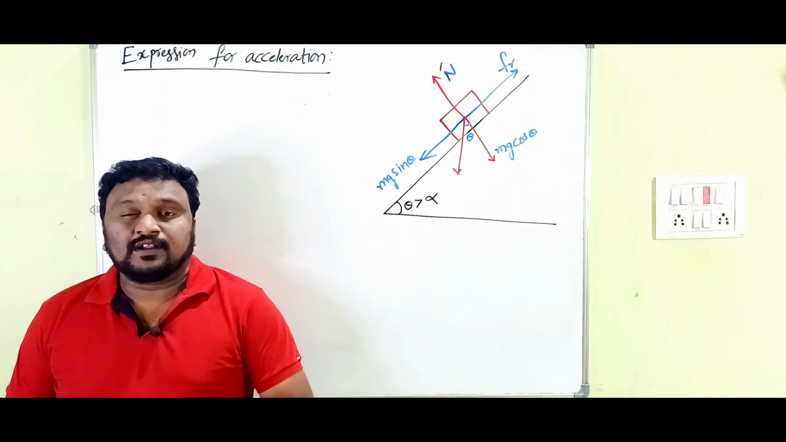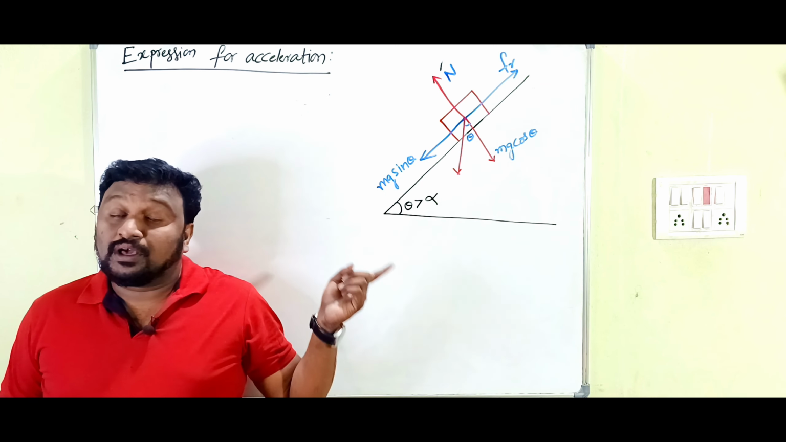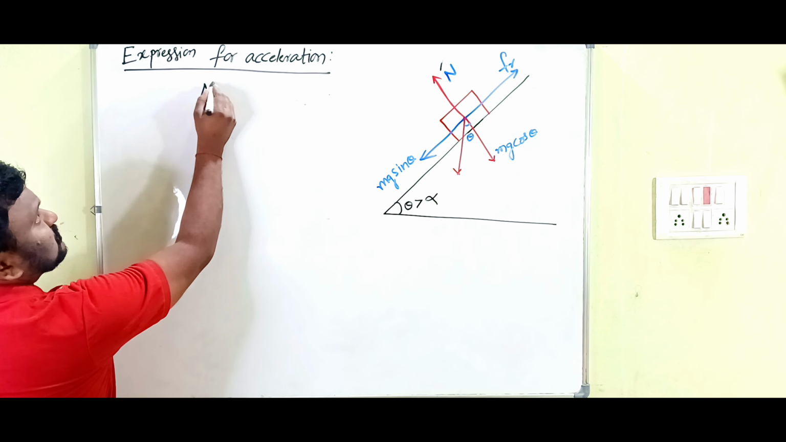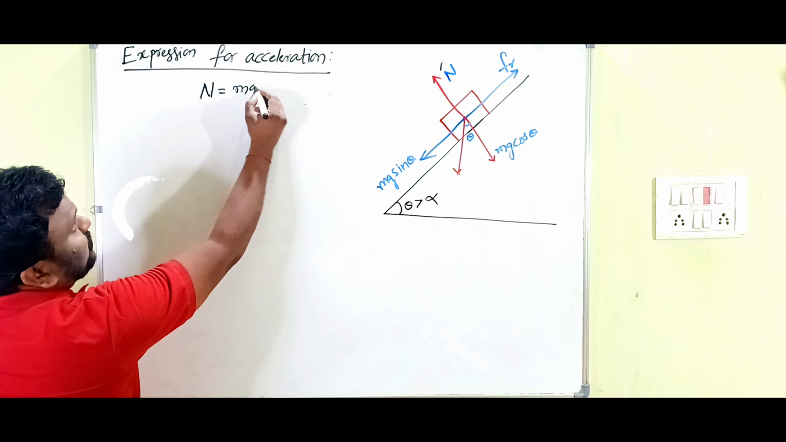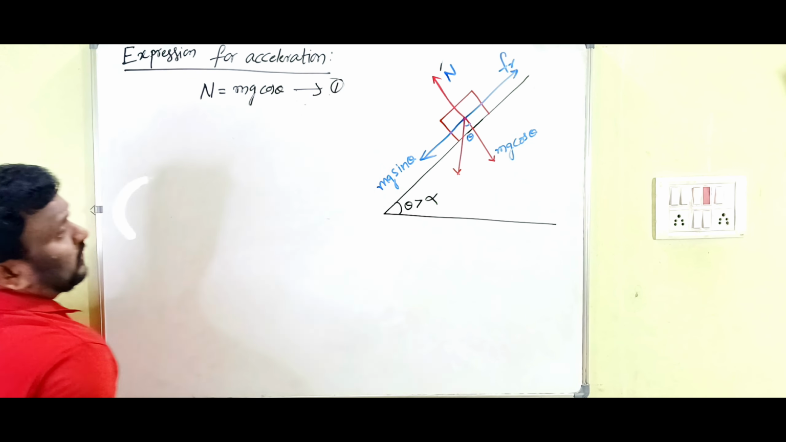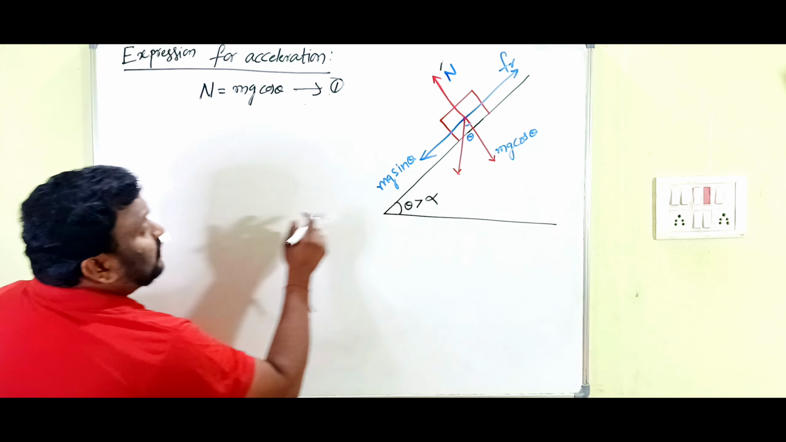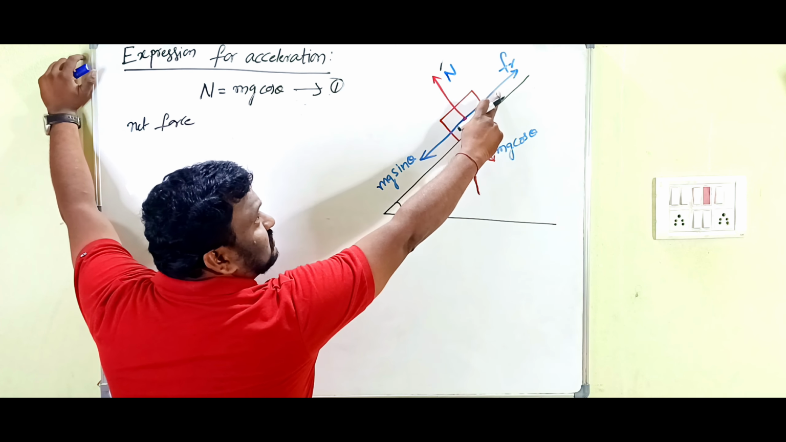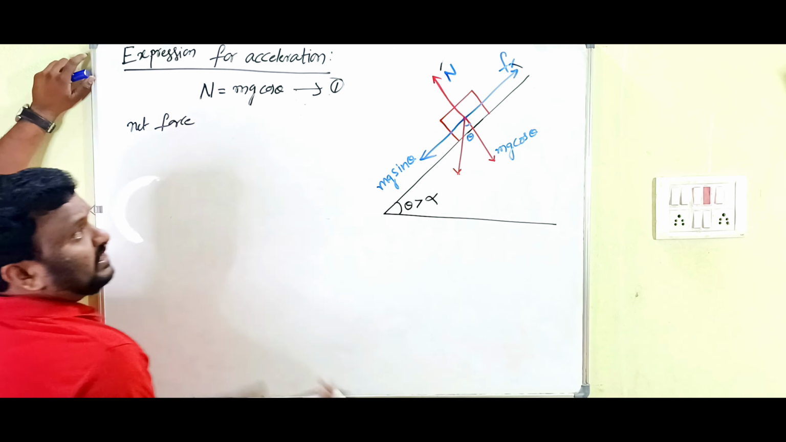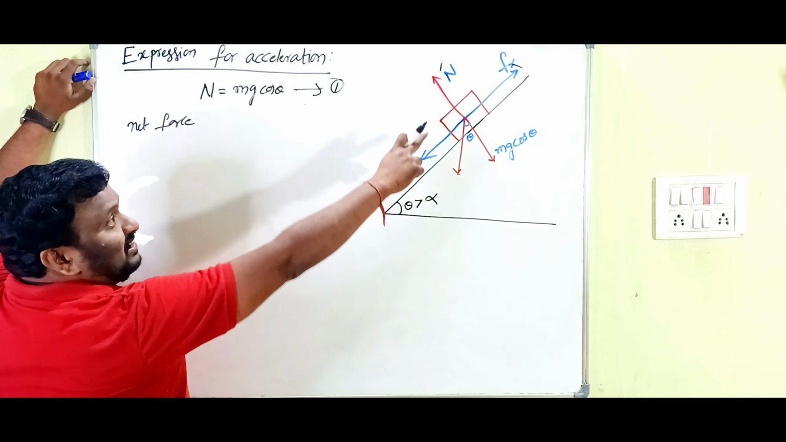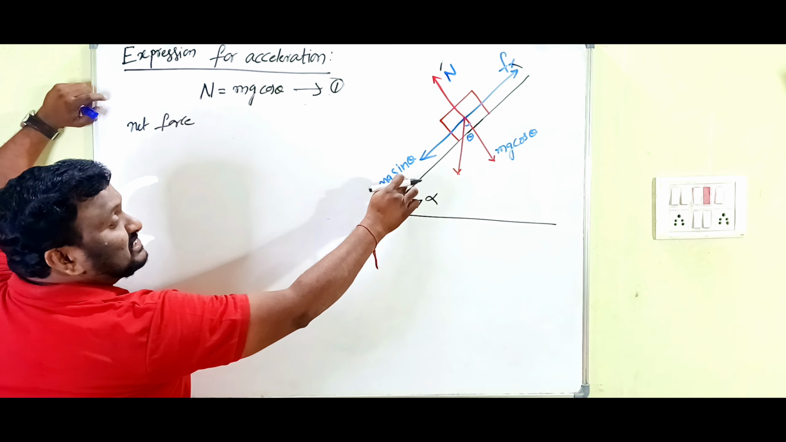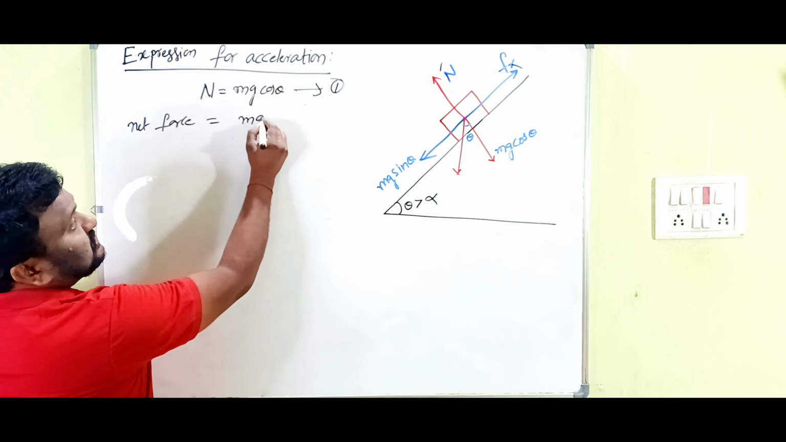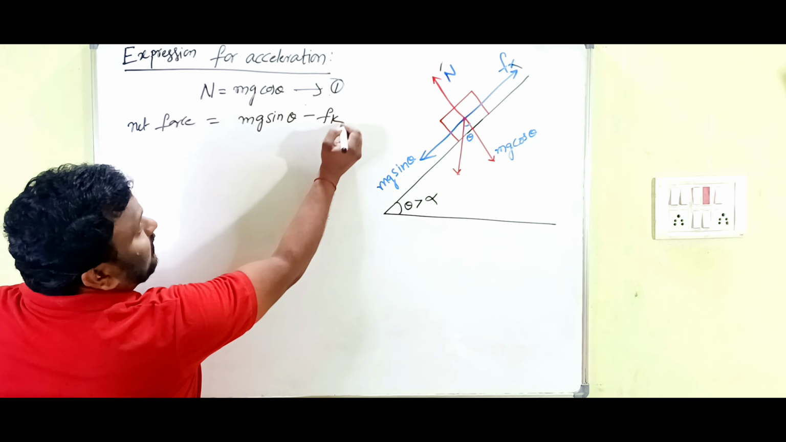Now we have to derive the expression for acceleration of the body when it is sliding down along the rough inclined plane. So children, in this case the normal force is balanced by mg cos theta. N is equal to mg cos theta. This is equation number 1. And when it comes down, for the net force we can write mg sin theta, and in the opposite direction kinetic friction fk is there. Obviously, when mg sin theta dominates fk, only then it comes down. That's why the net force is mg sin theta minus Fk.